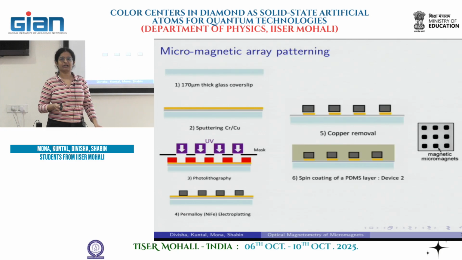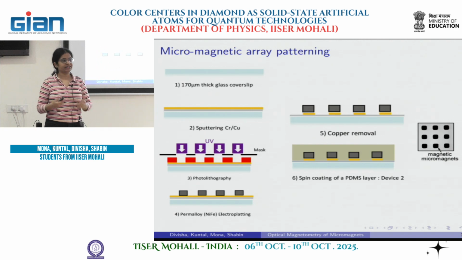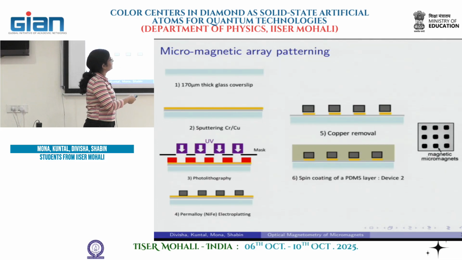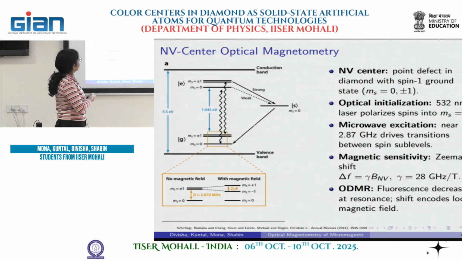So PDMS is a polymer layer, so it does not react with the tissue cells. It allows the passage of gaseous molecules, and it also does not attract or repel the molecules by itself, only under the influence of some stimuli. So it is a good standard to use. In our case, we have fabricated an array of square micromagnets with a size of around 100 micrometers, and at the edges of each micromagnet, we have a gradient as desired for our application.